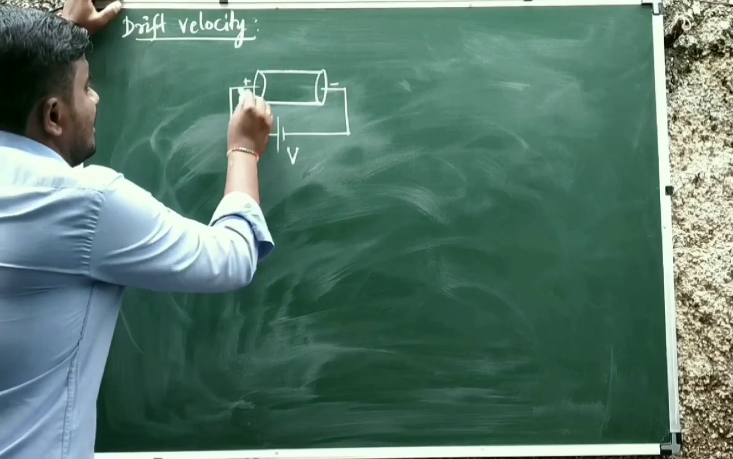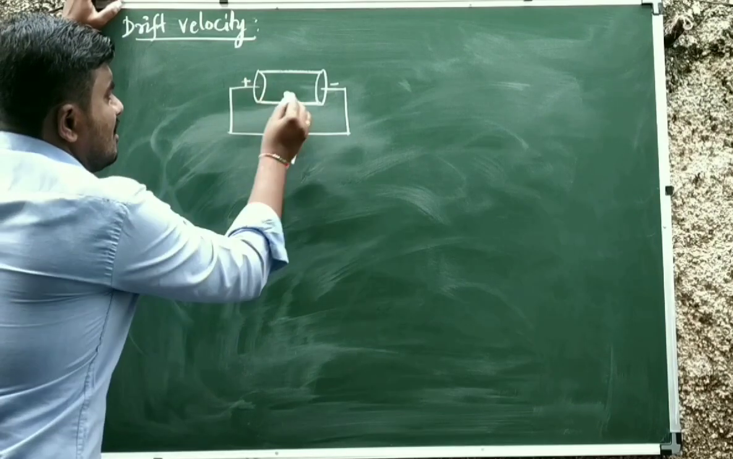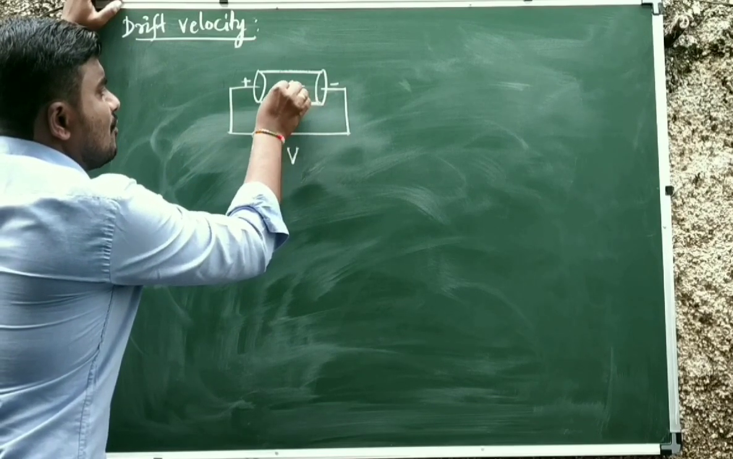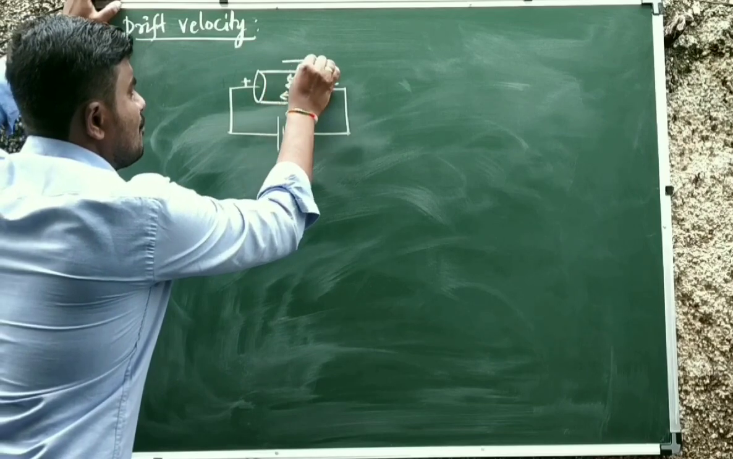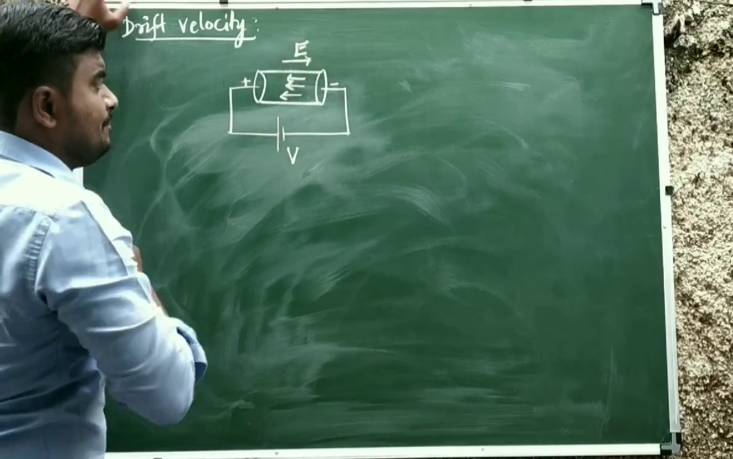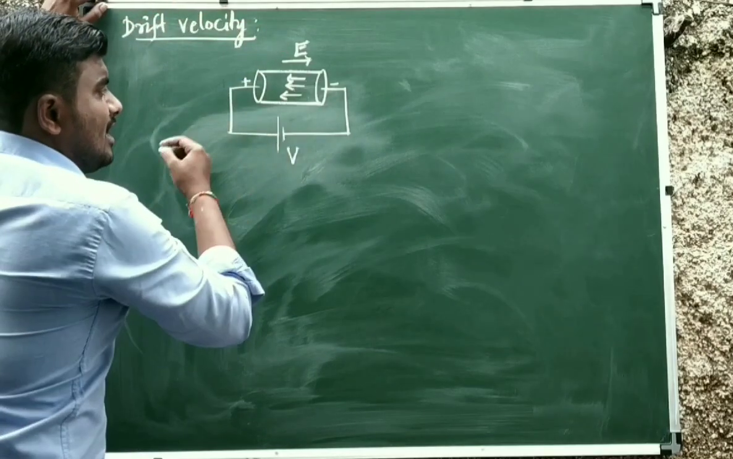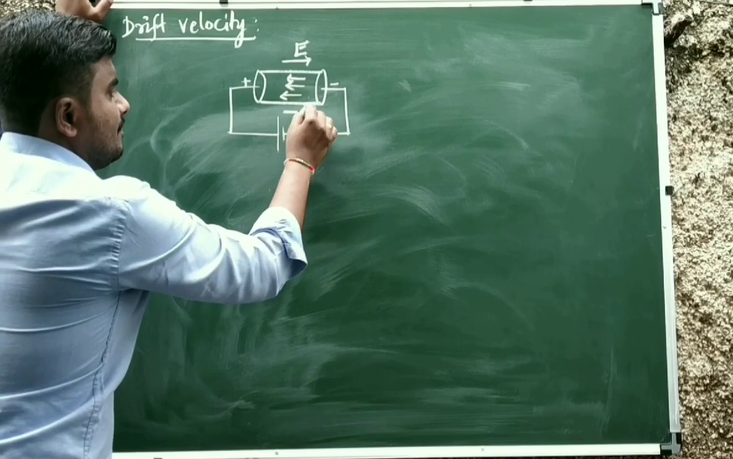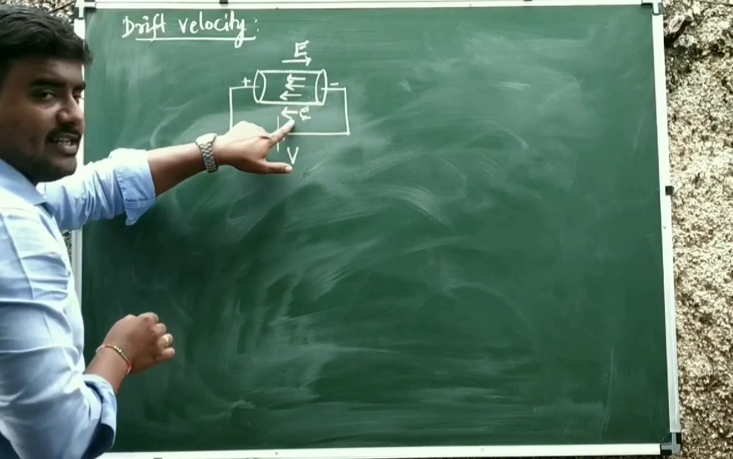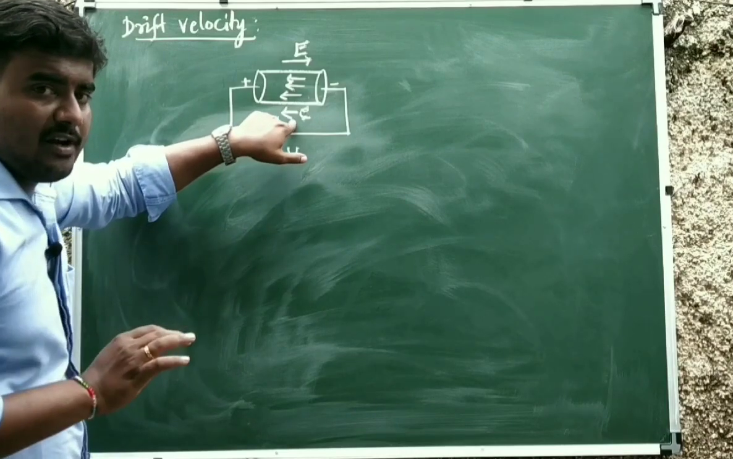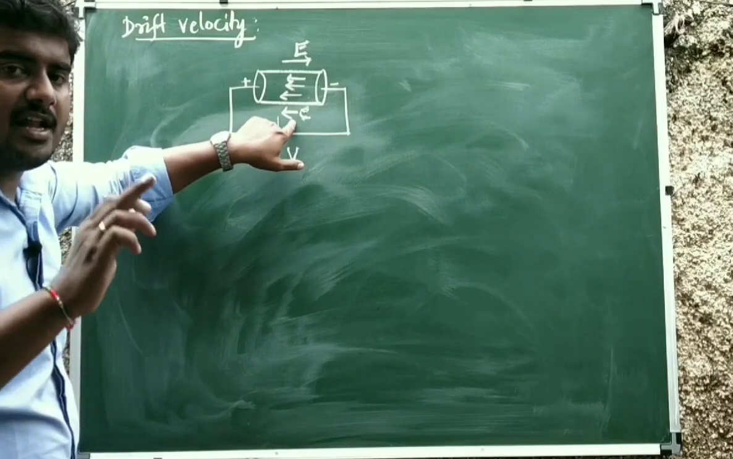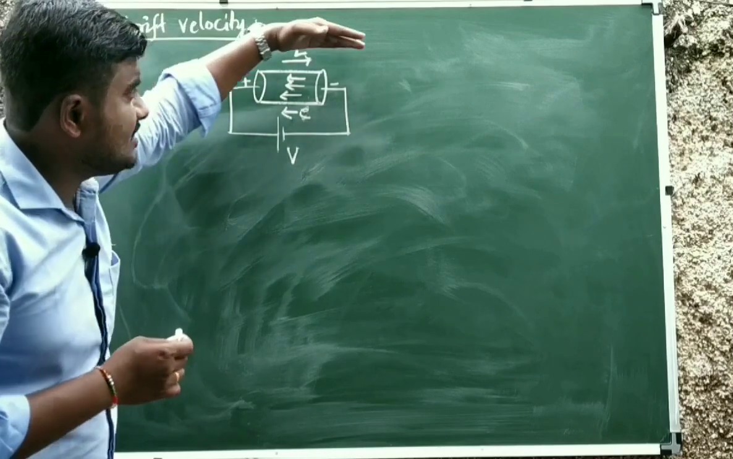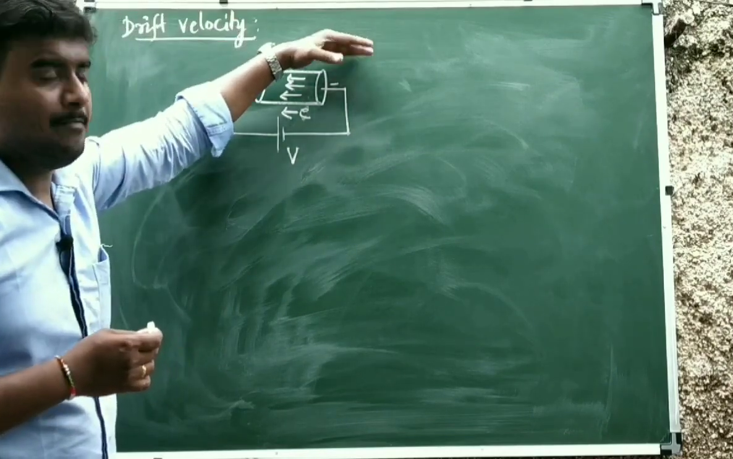The moment the electric field is set up, all the free electrons inside the conductor start moving in the opposite direction of the electric field. The direction of the electric field is from positive to negative. This is the direction of the electric field, and the free electrons are moving in this direction. The direction of electric current, conventionally, is considered as the direction of flow of positive charge, I mean the direction of the electric field. Electric field is in this direction, therefore electric current is also in this direction conventionally.